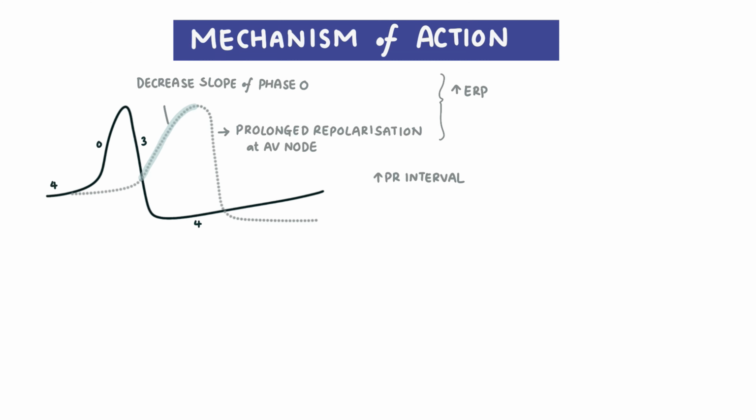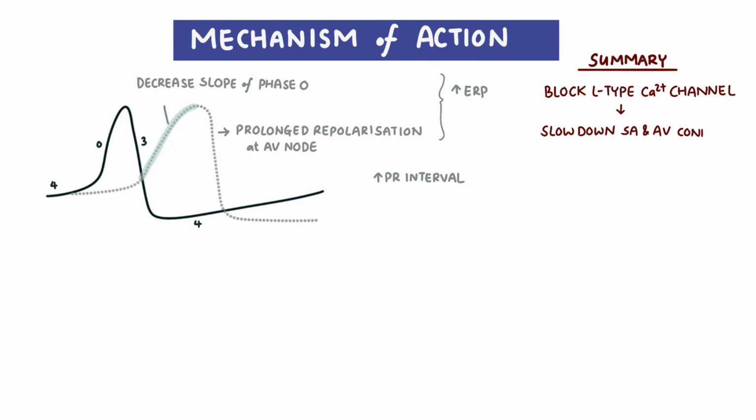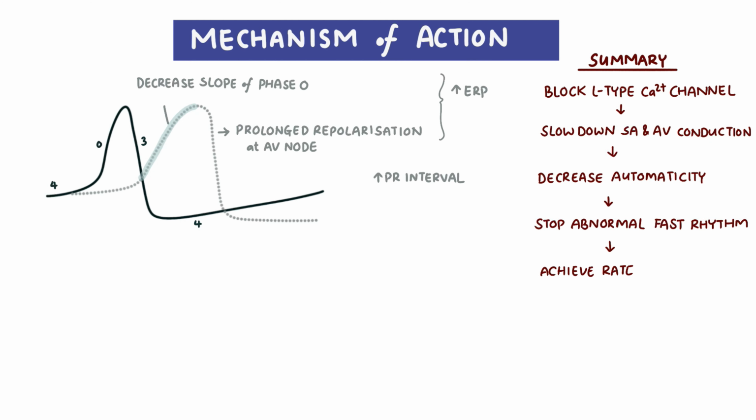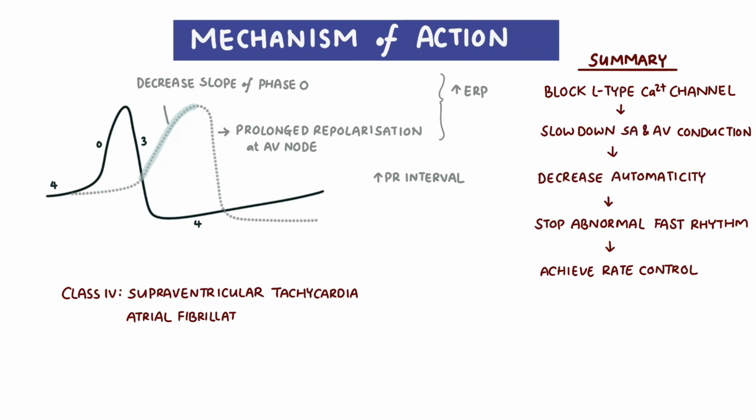In simple terms, class 4 calcium channel blockers block L-type calcium channels. This will slow down SA and AV conduction, leading to decreased automaticity, and stop abnormal fast heart rhythms to achieve rate control. Class 4 drugs are particularly effective for treating supraventricular tachycardias, atrial fibrillation, and atrial flutter.